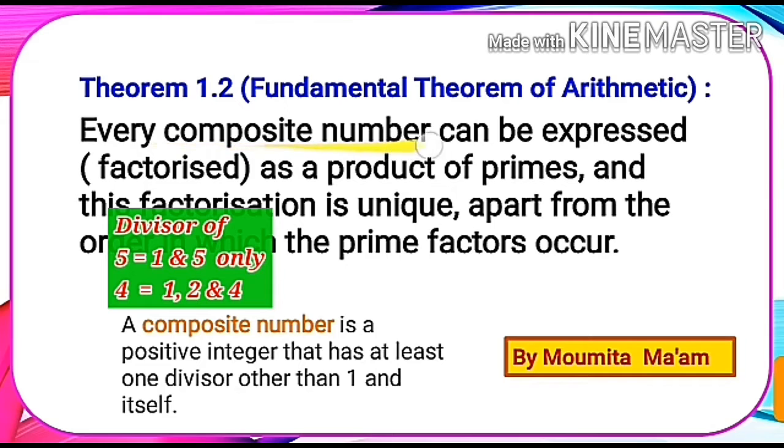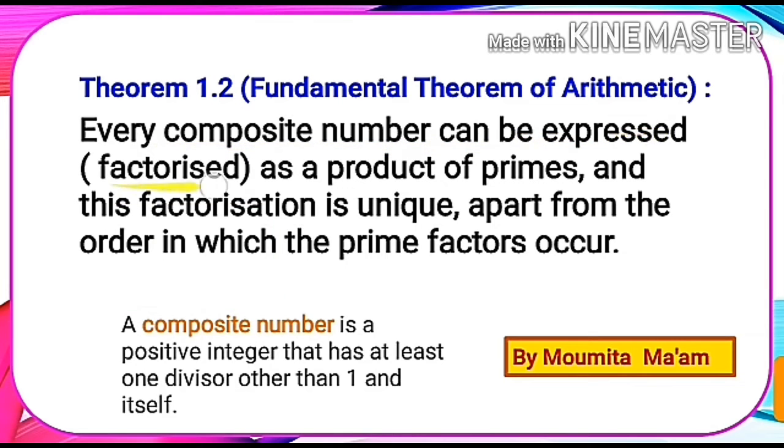Every composite number can be expressed or factorized as a product of primes, and this factorization is unique apart from the order in which the prime factors occur. That means the order of the prime factors may vary, as we are arranging them in ascending order, but you must remember that the factorization is unique. No two numbers will have the same factorization.